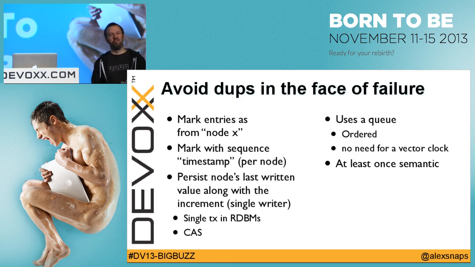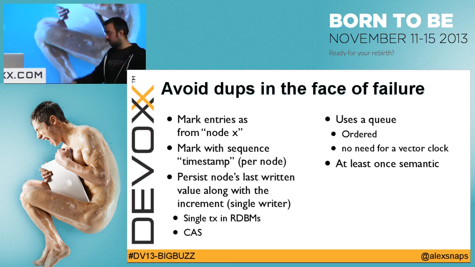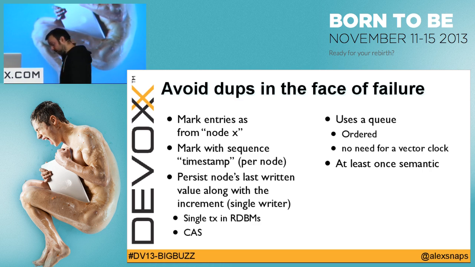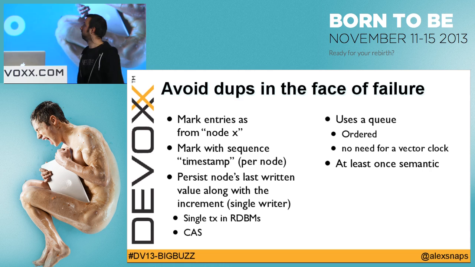So how do I avoid duplicate writes in the face of failure, right? I want a write that's idempotent. So in this case, in case of a totally distributed system, actually I thought of that yesterday night at 3 a.m., so hopefully I wasn't drunk or anything. I'm pretty sure this works.